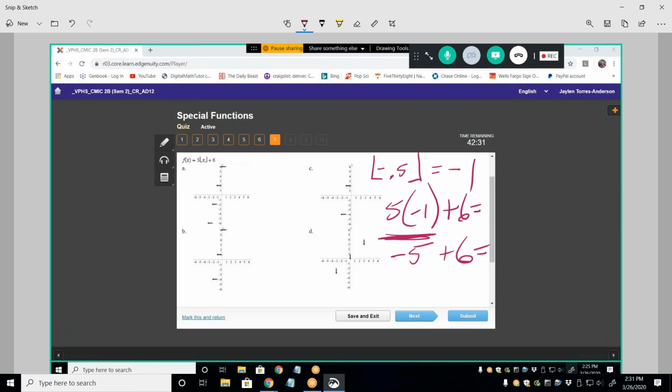So what is negative 5 plus 6? No, positive 1. 6 is the bigger number. Yes, the 6 is the bigger number. So that is 1. So if we look, we need to be at 1, not 2. So what's the correct answer? Yes.